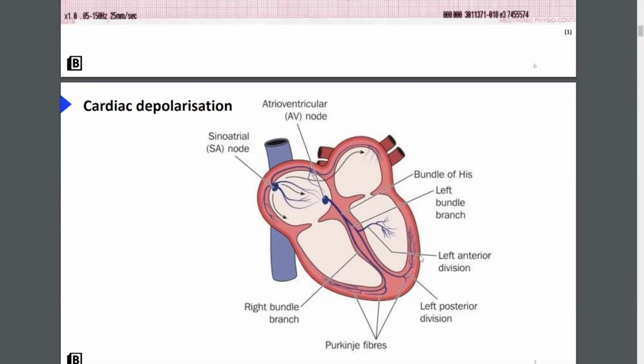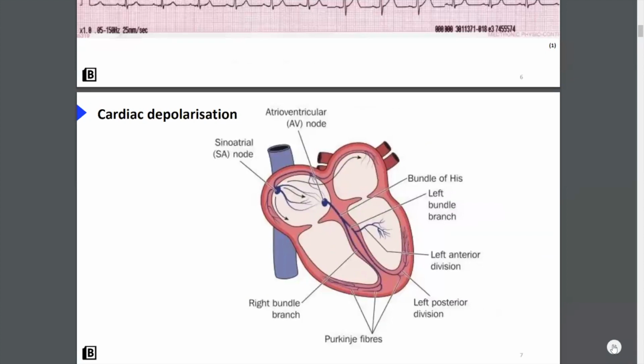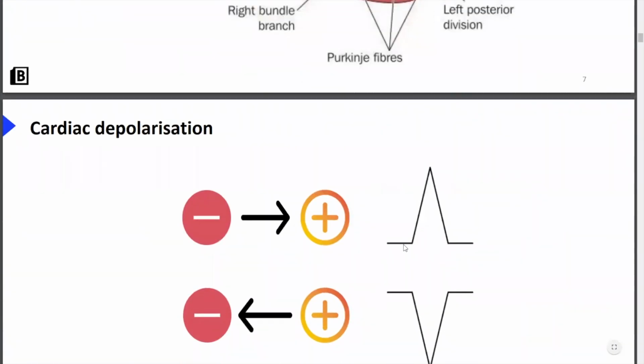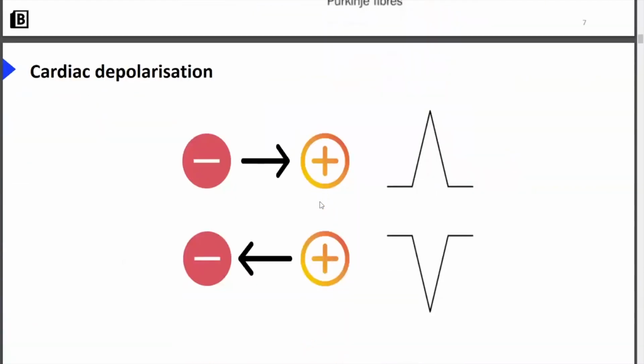So that is really important, because when it comes to certain pathologies, like heart block or bundle branch block, you need to understand this basic diagram. So the point is sinoatrial node to the atrioventricular node, down the bundle of His, through the right and left bundles, and into the ventricles. So I hope that's quite straightforward so far.